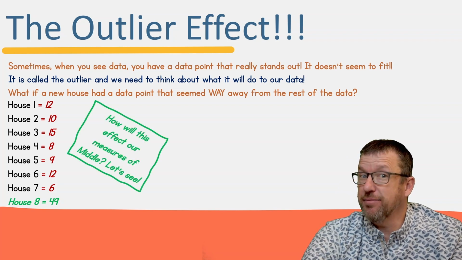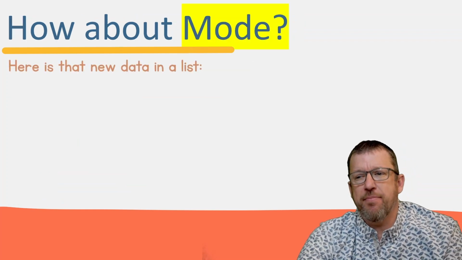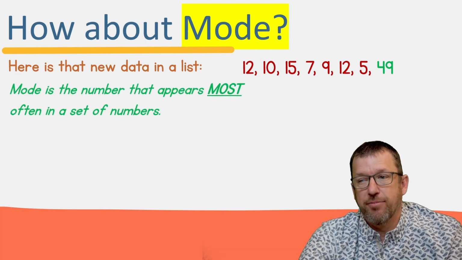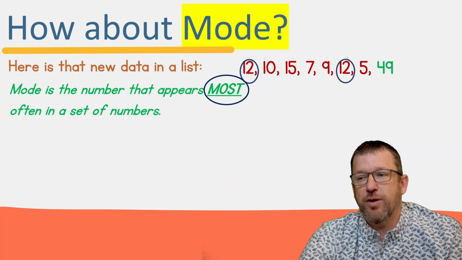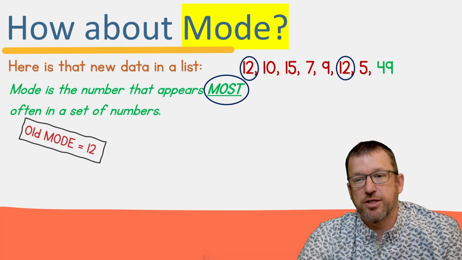Yeah, it is sometimes. And no, it won't other times. Well, let's check that out. So let's see how it impacts mode. All right, so what is mode? Mode is simply the number that we see the most. Okay, and what number do we see the most here? We see 12. All right, so before that outlier was added, 12 was our mode.